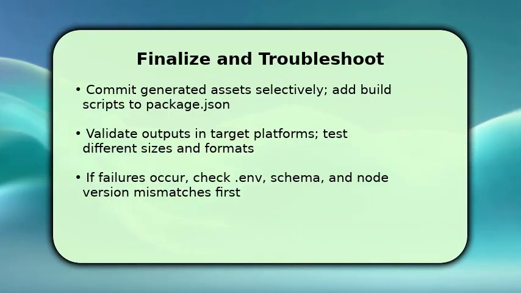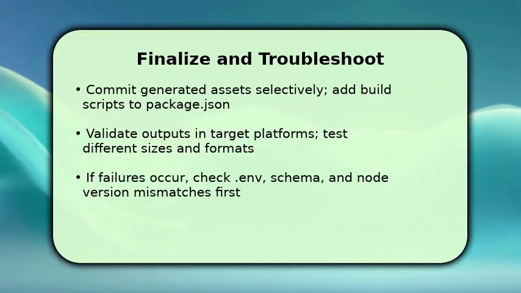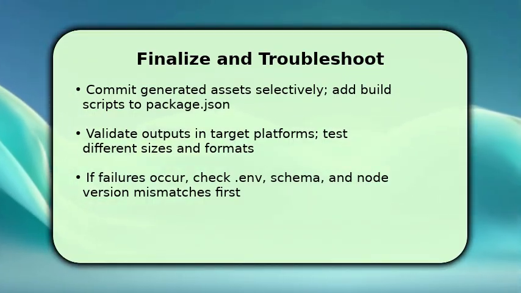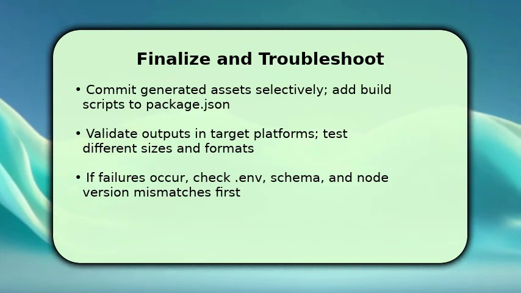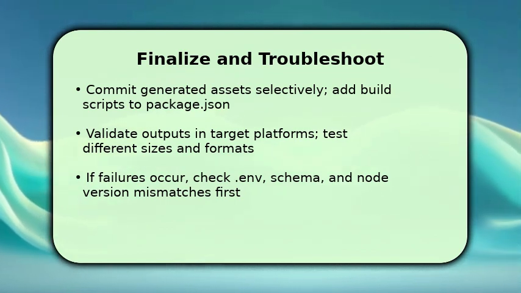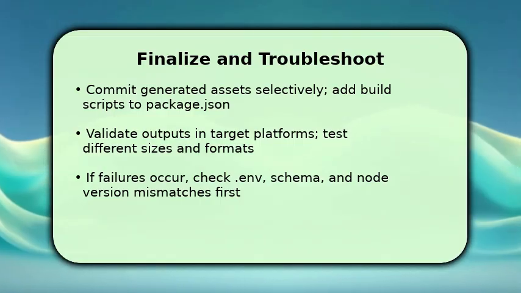If things go wrong, start troubleshooting by verifying your .env values, the template schema, and your Node version. These cause most failures. If errors persist, rerun the build with verbose logging to capture stack traces and correct the underlying config or asset issue.